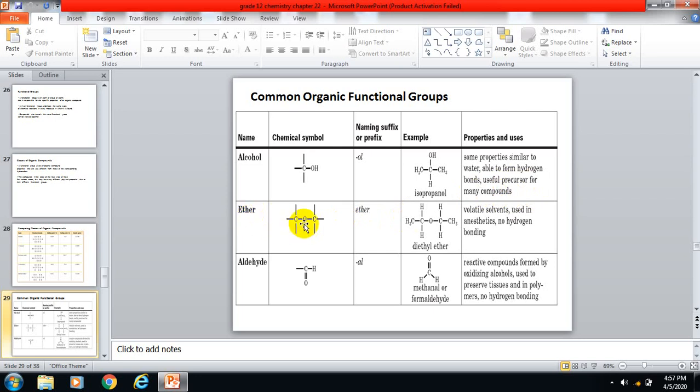Now come to the ether. O must be in between C and C. Look at CH3 here and CH3 here, diethyl. Starting from here, 1, 2, 1, 2, so diethyl ether. This is the chemical symbol for it. Aldehydes as well. Look at the volatile solvents used in anesthetics. Anesthetics, what? Ether. Anesthesia, unconsciousness.